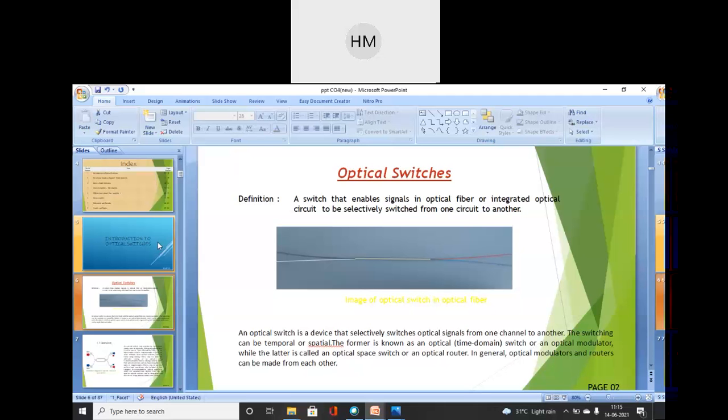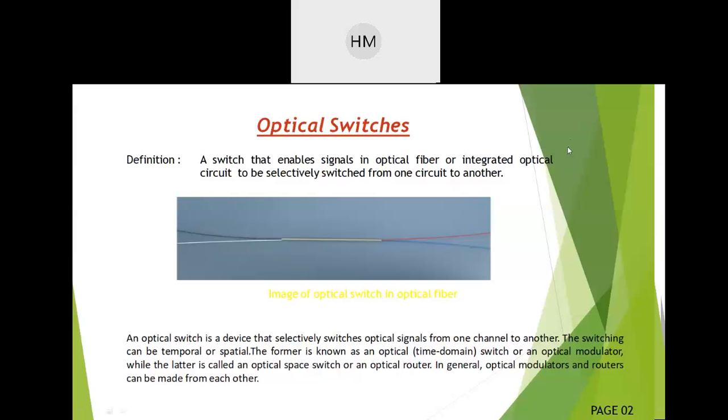Now, what is an optical switch? Here optical light is communicating from one end to another end. We all know this. So what is the role of an optical switch? A switch that enables signals in optical fiber or integrated optical circuit to be selectively switched from one circuit to another, that is known as a switch. So what is an optical switch? It is a device which will select which optical signal is to be sent from one channel to another channel. And this is the image of an optical switch in optical fiber.